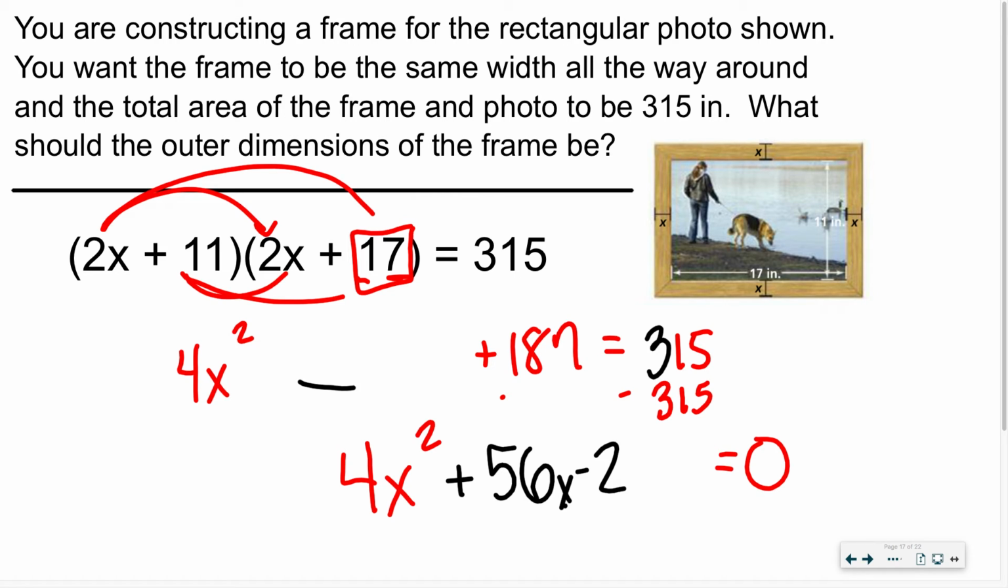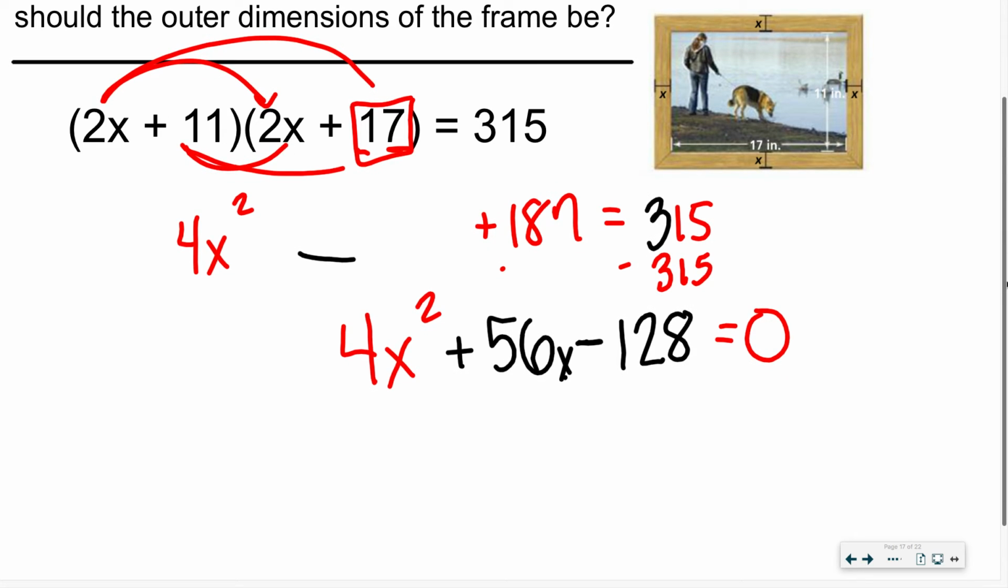Negative 120. What was it? Negative. That was right. Do we agree?